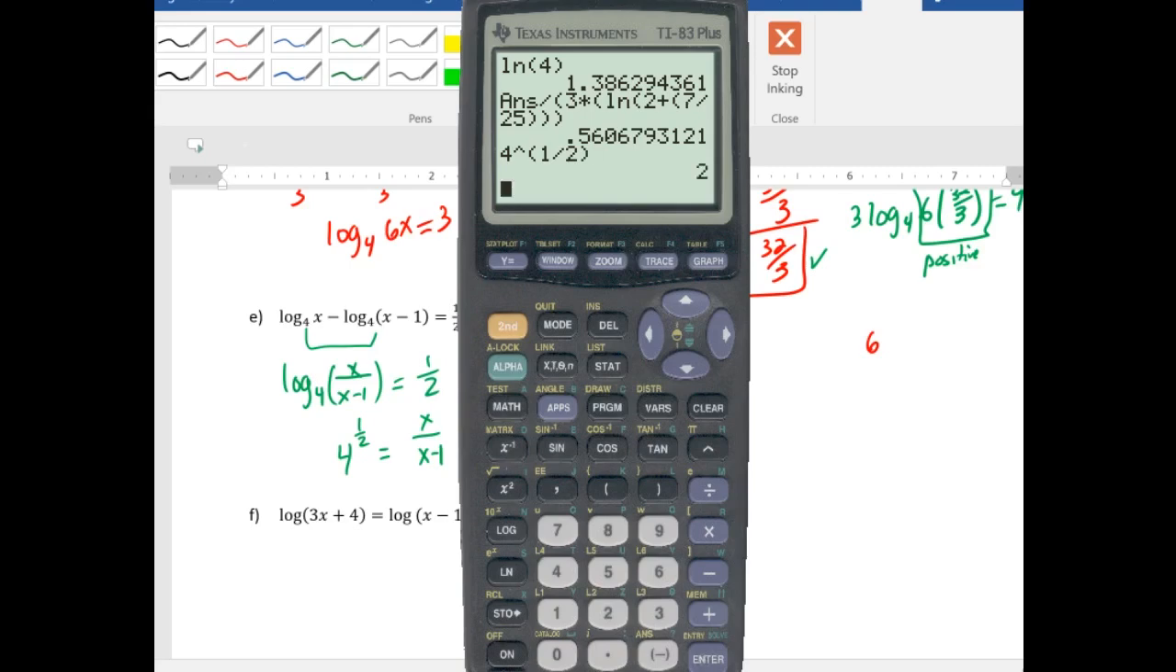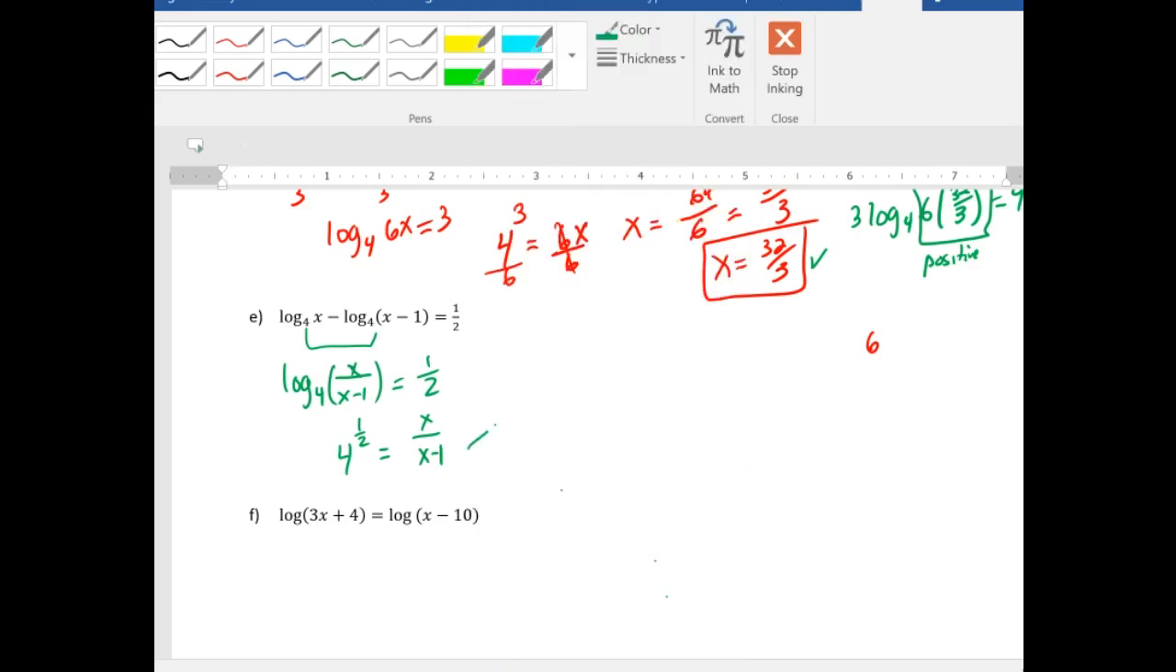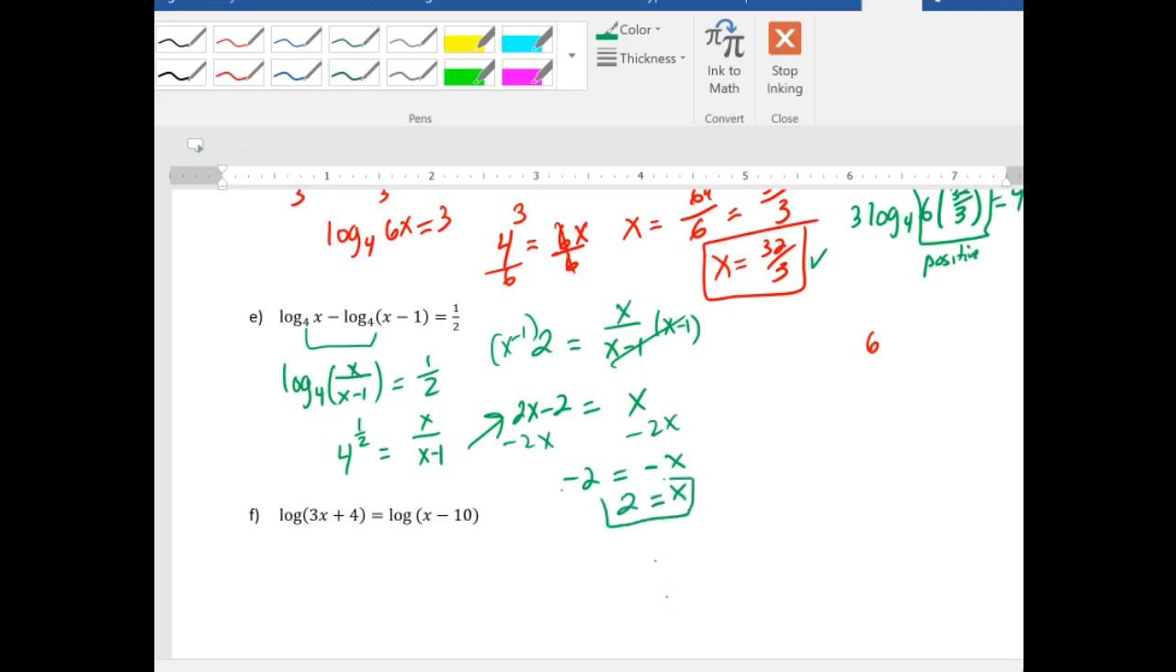Okay, so I'm going to go ahead and simplify that. So I'm going to write it as 2 is equal to x divided by x minus 1, multiplied by x minus 1 on both sides. I get x is equal to 2x minus 2. I'm going to go ahead and subtract the 2x. So we get negative 2 is equal to negative x, divided by negative 1. So we get x is equal to 2.